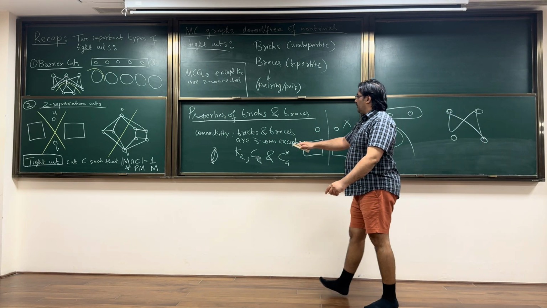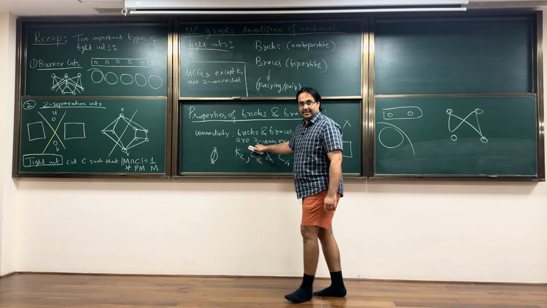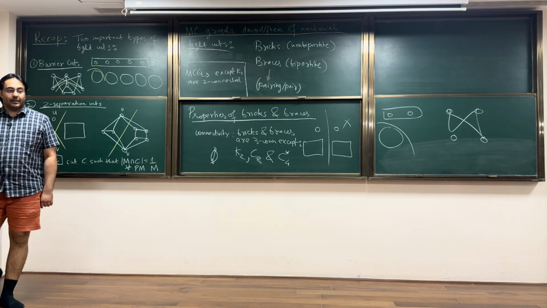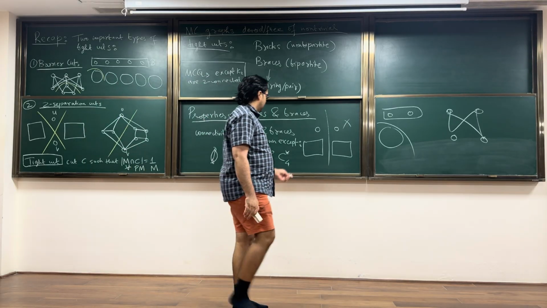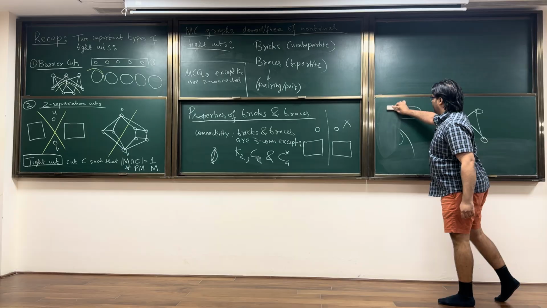But of course, it is not true that 3 connected matching covered graphs are bricks and braces. That is a false statement. Here is a counterexample. That graph is 3 connected. It is not a brick or a brace. It's only one direction. Okay? So there is more to it than connectivity.